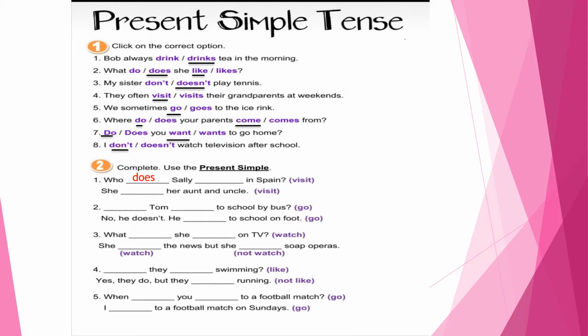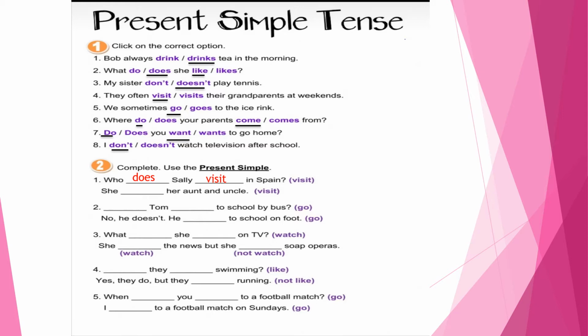Number two, you have to complete using present simple tense. Number one, who, Sally, and Spain. You have to use the verb visit, okay? And here you need an auxiliary verb or helping verb like do or does. And you have the subject Sally. If you cross it, you will add she, so you will use does. Who does Sally visit or visits? Of course, your verb must be an infinitive after do or does, so you will use visit. Who does Sally visit in Spain?